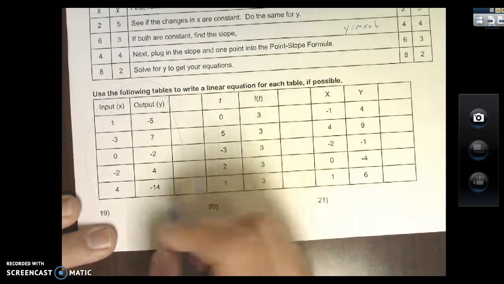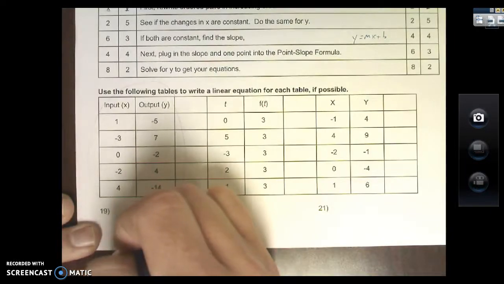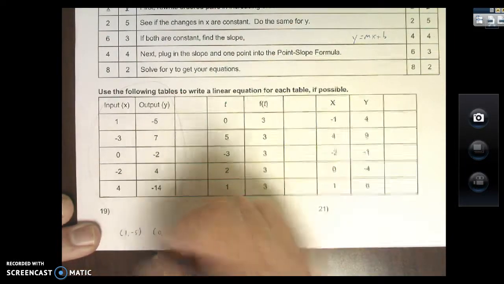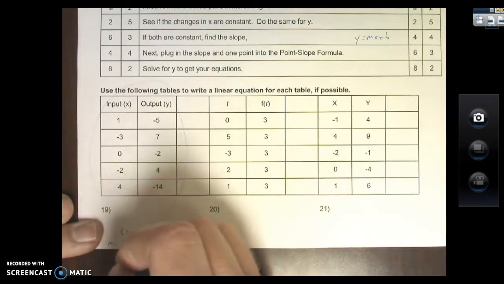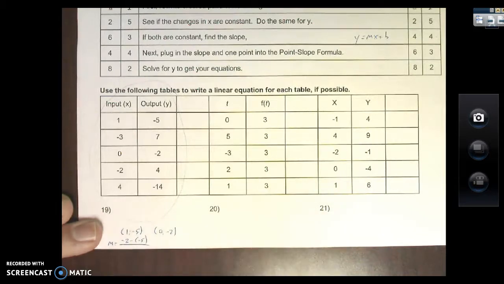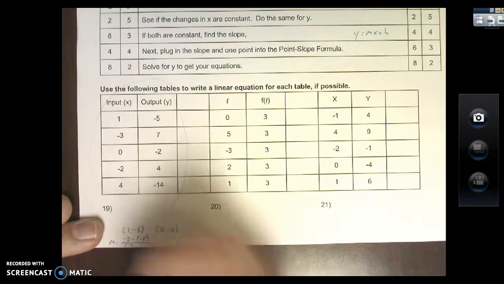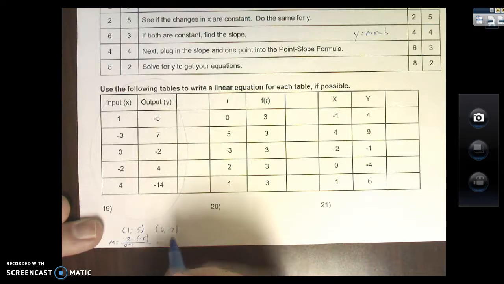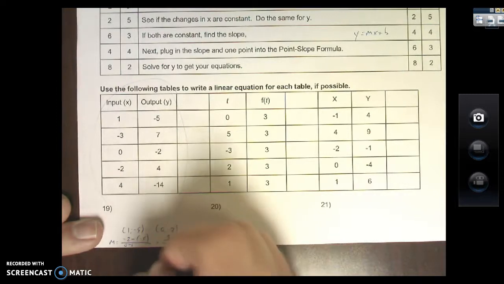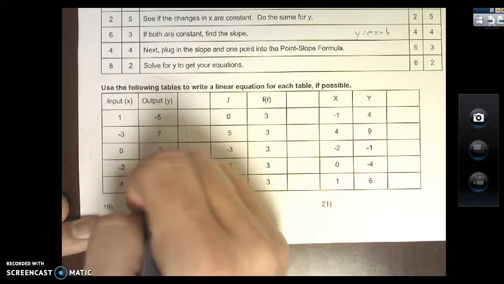So my slope for the first one, I'm running out of room here, but I'm going to call the first point 1, negative 5, and the second point 0, negative 2. So m equals negative 2 minus negative 5, y2 minus y1, divided by x2 minus x1, 0 minus 1. Negative 2 minus negative 5 becomes negative 2 plus 5, which is 3, over negative 1, so my slope is negative 3. So here's your formula, y equals mx plus b.